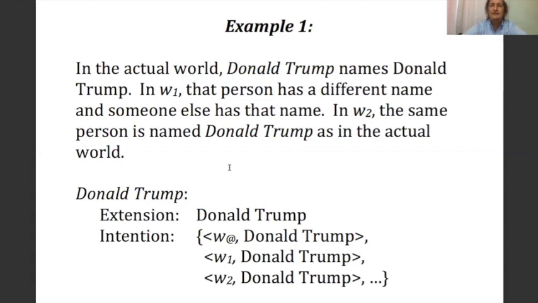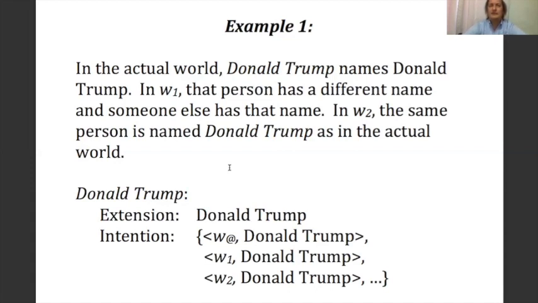Consider the following possible world. We'll call it W1. There, that same individual, the guy himself, has a different name. And let's say that somebody else in that other world was named Donald Trump.